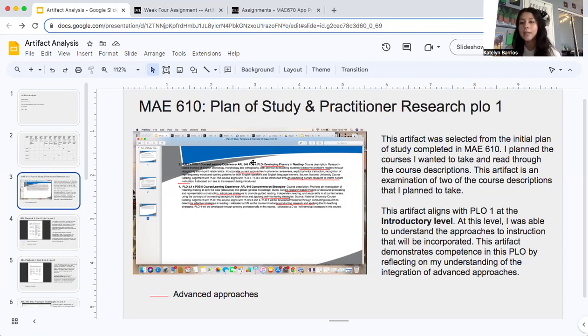And this artifact aligns with PLO 1 at the introductory level. At this level, I was able to understand the approaches that would be able to be incorporated into instruction. And this artifact demonstrates competence in this PLO by reflecting on what I understood from the integration of advanced approaches.